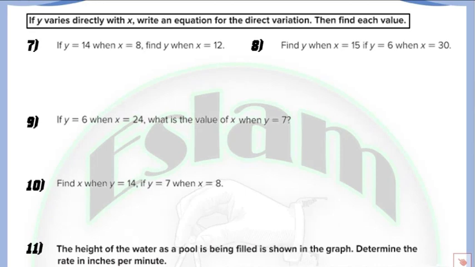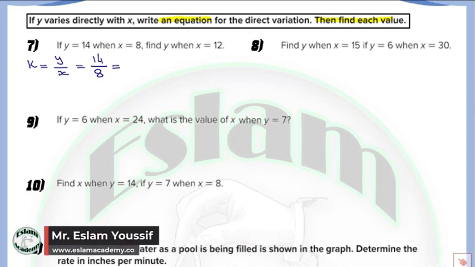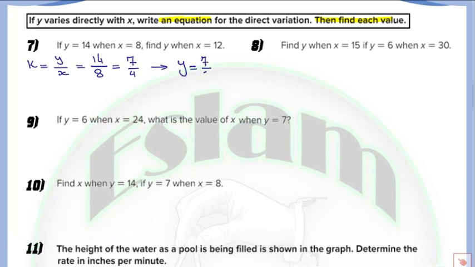In this problem, we have y varies directly with x. We need to write an equation, and after that, we need to find the value of the missing variable. So we have here, if y equals 14 and x equals 8, we need to write the equation. As we said before, to write the equation, we need to find the constant rate of change. We find the constant rate of change by dividing y over x. y is equal to 14. If we divide it by 8, it will be equal to 7 over 4. Once we find the value of k, the equation now will be y equals 7 over 4x.